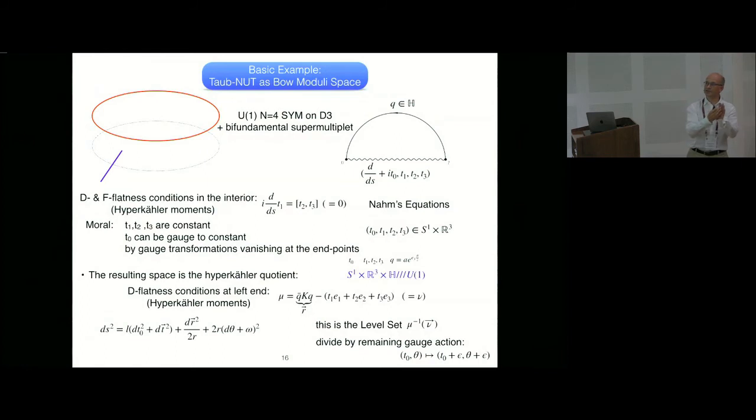If you look at a connection on an interval, up to gauge transformations, they're all the same, except if you look at gauge transformations which act as identity on left and right, then there is a leftover. There is a monodromy from one end to the other. So if you like, you can gauge your T0 to be constant. Moreover, it's constant up to a period of 2 pi, so it's a point in S1. It's just the relative gauge transformation between the point at 0 and the point at L.